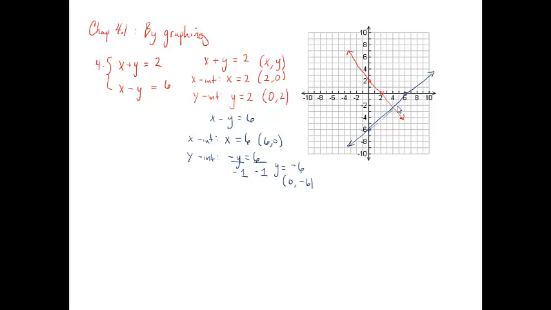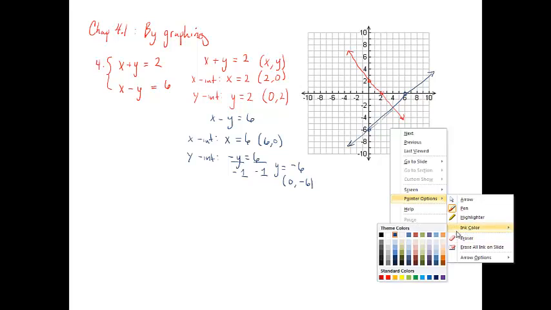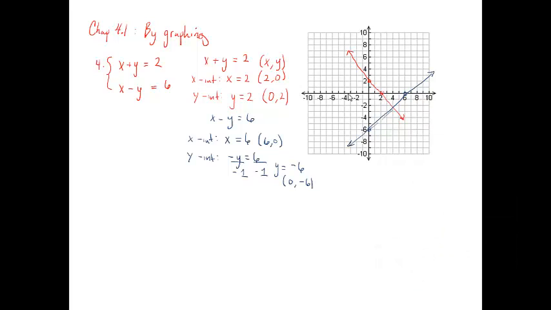Awesome. And let me quickly verify. Yep. So I've graphed in red the first equation, and I graphed in blue the second equation. Where they intersect is where the solution is. So let's get a different color in here. Let's go for green. So where do they intersect? They intersect right here. So the solution, or solutions, depending on how many, is where they, as in the equations, intersect.